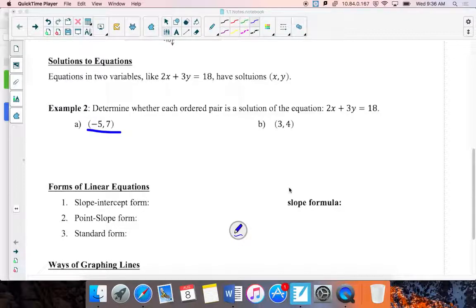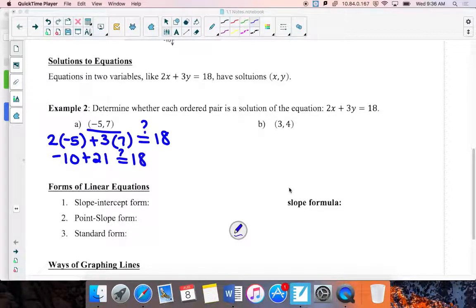And one way we can find that is just by plugging in that ordered pair. So 2 times the x value, which is -5, plus 3 times the y value of 7. And we want to know, does that equal 18? I'm not sure, so I put that question mark above the equal sign. Simplifying this, we get -10 plus 21. Does that equal 18? We'll know 11 does not equal 18, so no, this guy is not a solution to that equation. Go ahead and do this on (3, 4) as well.